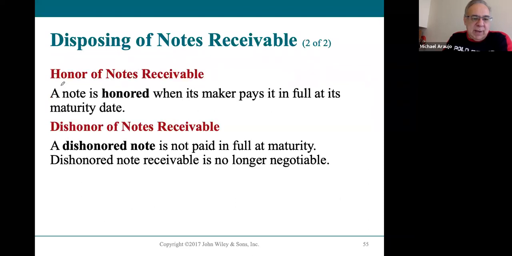notes can either be paid on time, in which case we say they're honored, or notes can be not paid on time, which is a dishonored note. When I mean on time, it means it's paid in full on the maturity date, which is the date it's due. When I say dishonored, I mean it's not paid in full at maturity, on the day that it's due.